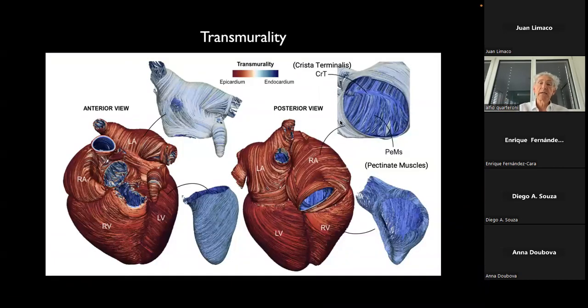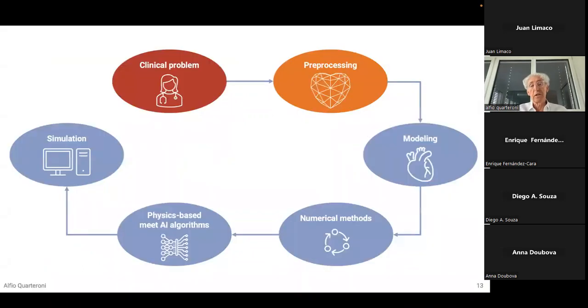As you see here, the fibers go from the external part, which is the epicardium, to the internal part, which is the blue part, the endocardium, and this allows us to consider the variation of the orientation of the fibers. And again, these are obtained by solving partial differential equations.